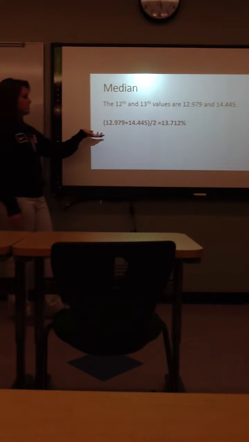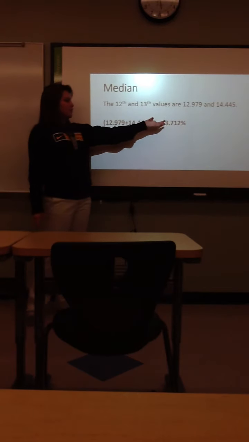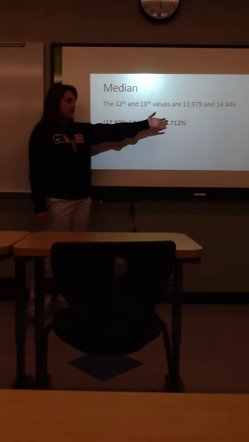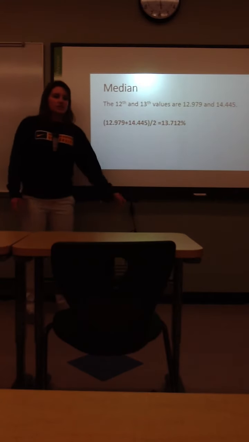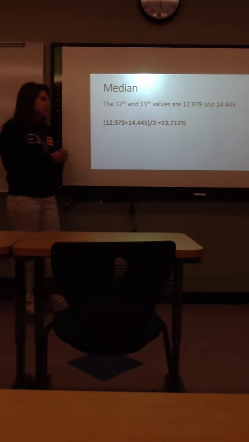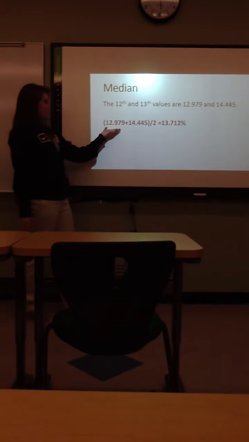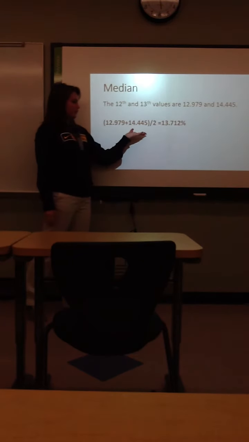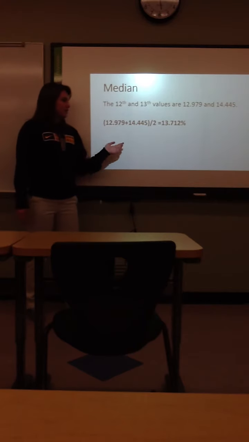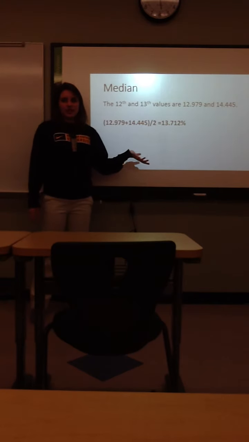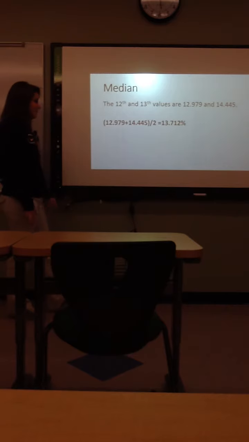The 12th and 13th values happen to be 12.979 and 14.445. So what we're going to do is find the average of those. 12.979 plus 14.445 divided by 2 is 13.712%, which is the median.